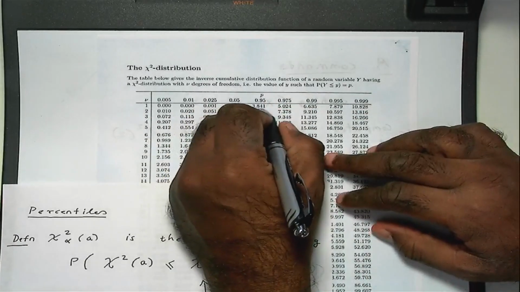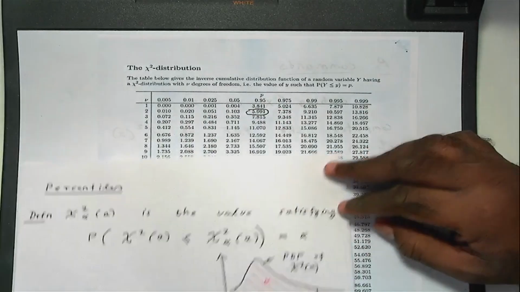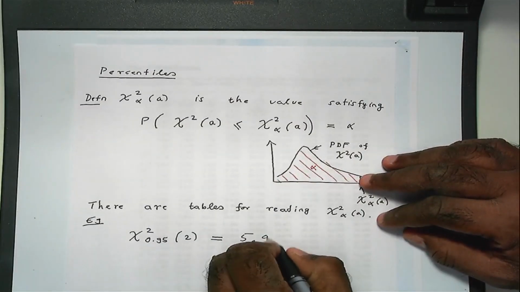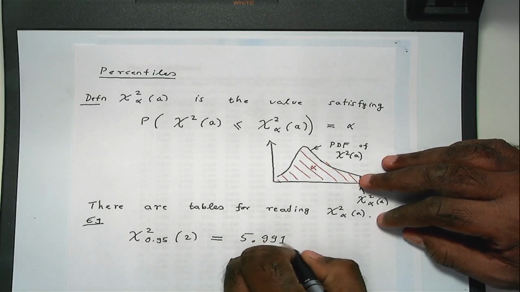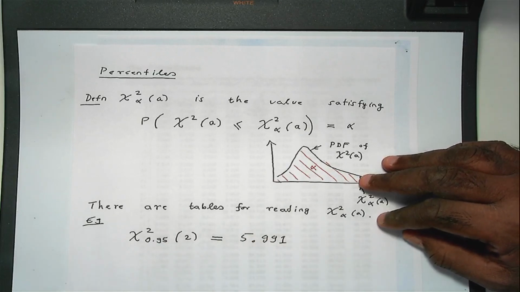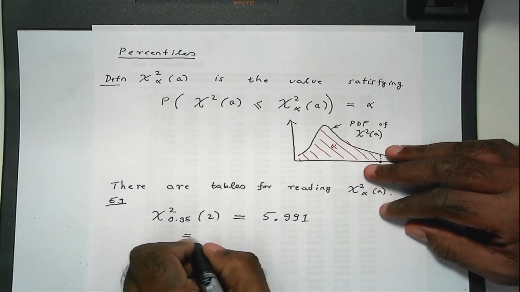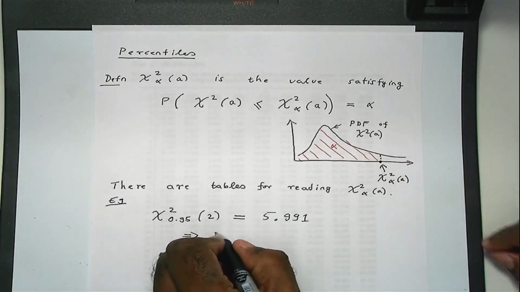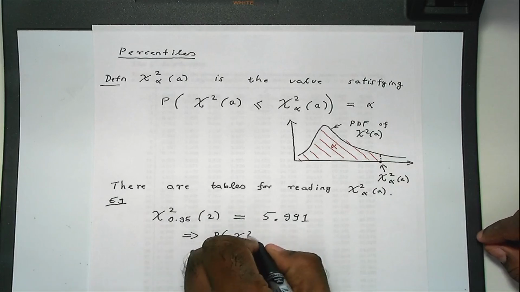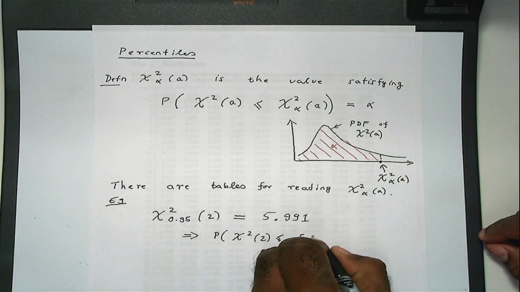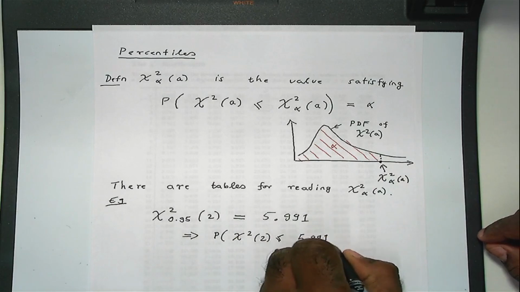So this value here will be equal to 5.991. Right? So in other words, what this actually means is that the probability that a chi-square variable with 2 degrees of freedom is less than or equal to 5.991 is equal to 0.95.